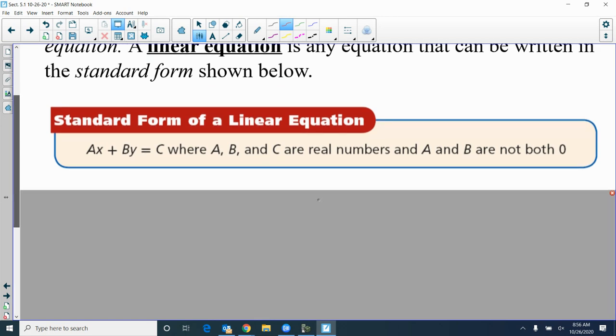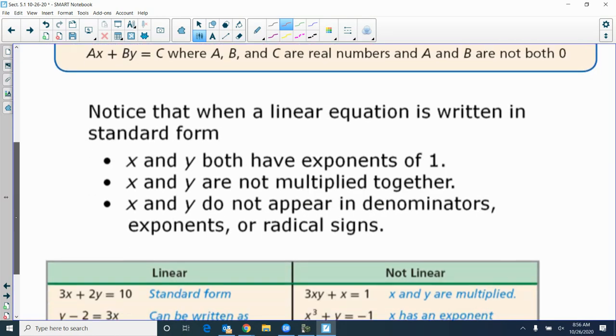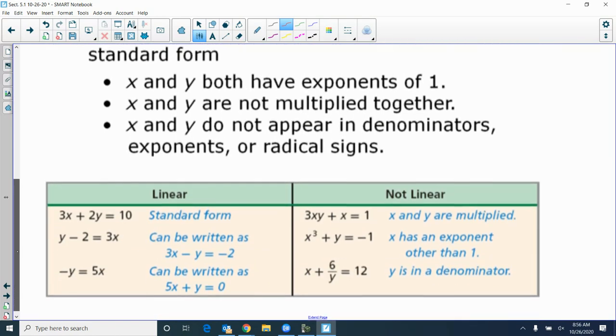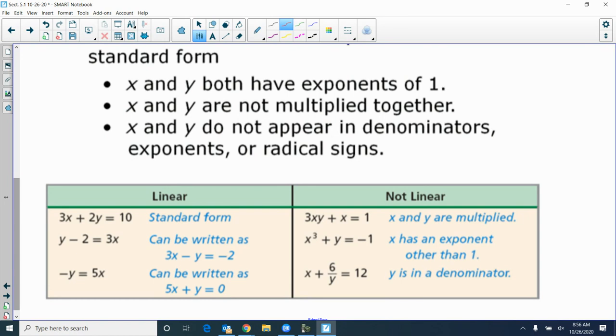And it kind of explains a little bit further here. Here's the key. x and y both have exponents of 1. No x squared, no y squared, nothing other than just a 1. x and y are not multiplied together. And x and y do not appear in denominators, exponents, or radicals. So even if it's rearranged, if we can rearrange it, we're going to do that. You're just looking for anything goofy. You can't have an x or y together. No powers, no y's or x's in the denominator.